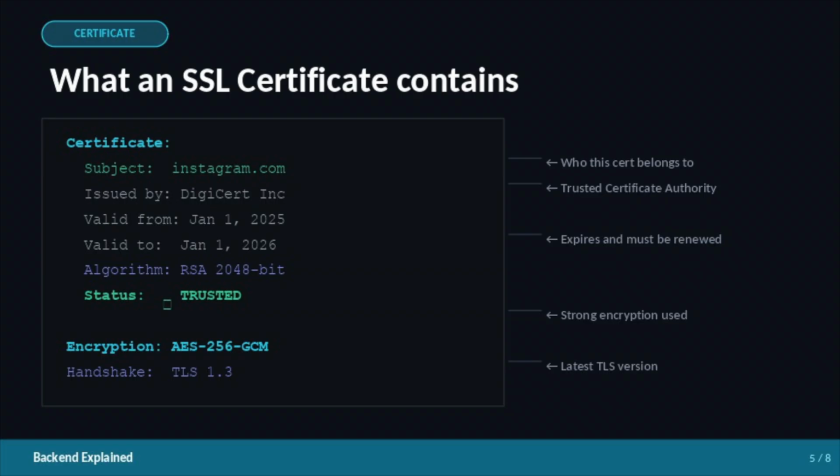Step 4: Key exchange. Now the browser and server generate a shared secret key together. They do this using a method called asymmetric encryption. They can create the same key without ever sending it across the network. This is the clever part. Step 5: Secure communication begins. From this point on, everything is encrypted using that shared key. Your password, your messages, your payment details, all encrypted. Even if someone intercepts it, they see only random meaningless bytes. This entire handshake takes less than 100 milliseconds. It happens automatically every time you visit an HTTPS site.